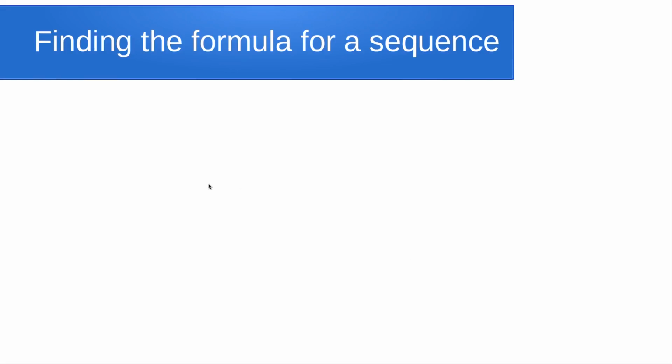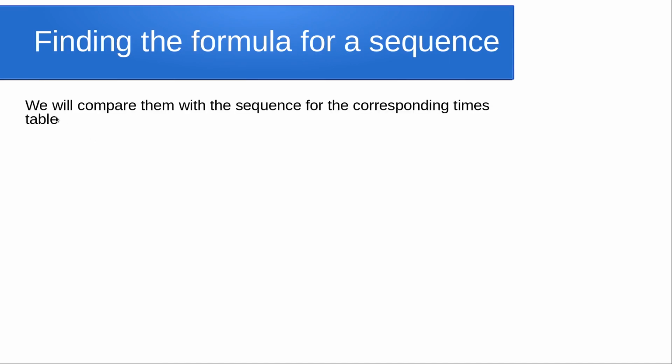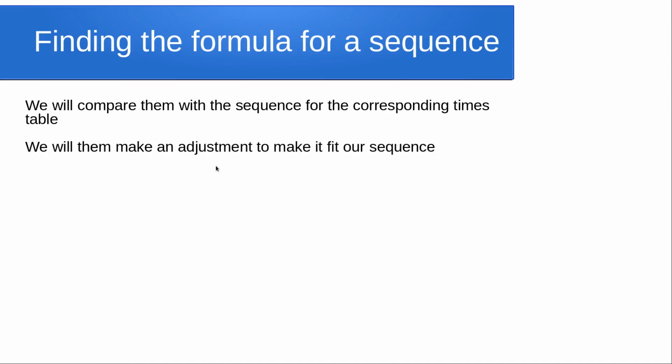In this video we will learn how to find the formula for a sequence, but linear sequences in particular. The methods we're using here won't really work for other kinds, but certain aspects will. So what we're going to do? Well, we're going to compare our sequence with the corresponding times table and see how our sequence looks compared to those. And then we're going to make an adjustment to make it fit our sequence.